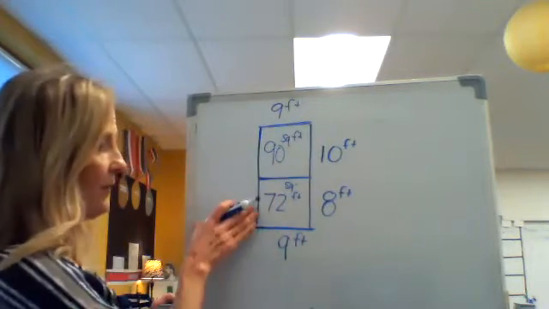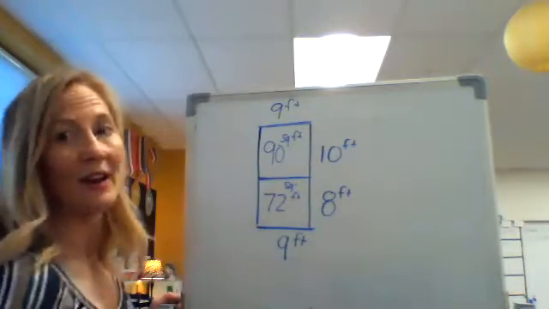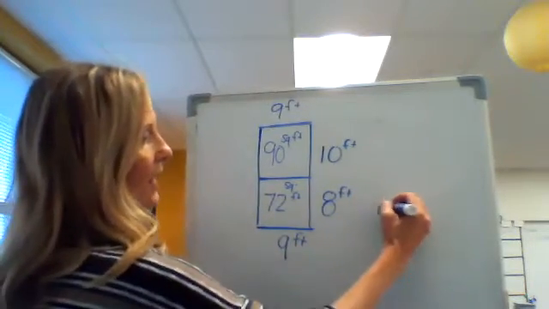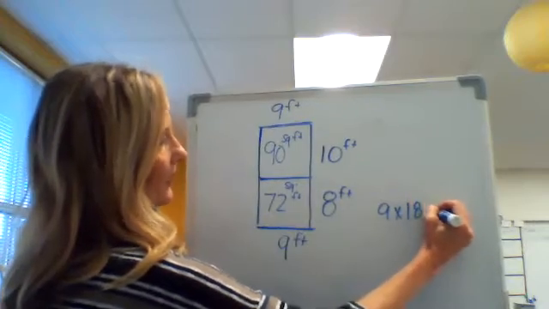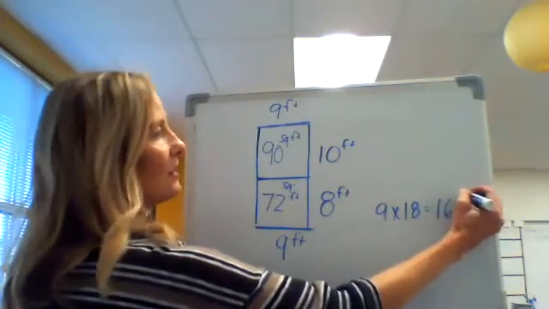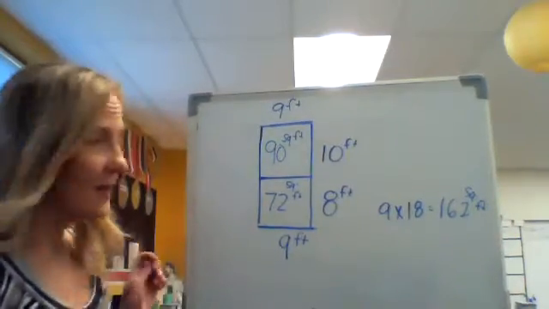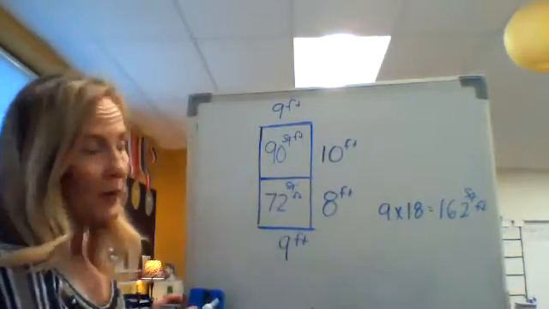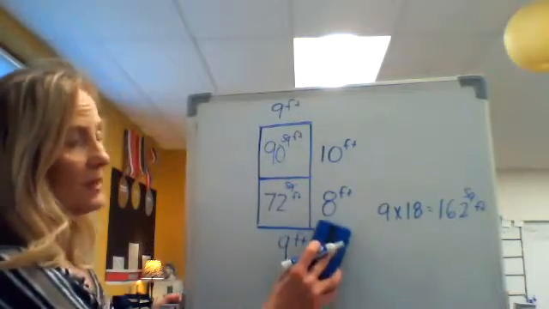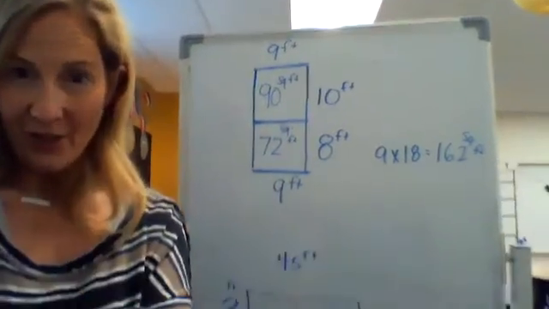All I have to do now is take my partial product and my other partial product, put them together, and I'll have the final product for 9 times 18. And I see that 90 plus 72 is 162. So finally, we've got 162 square feet. Breaking apart bigger numbers into smaller numbers to make easier problems. That's how we'll be multiplying our multi-digit numbers.